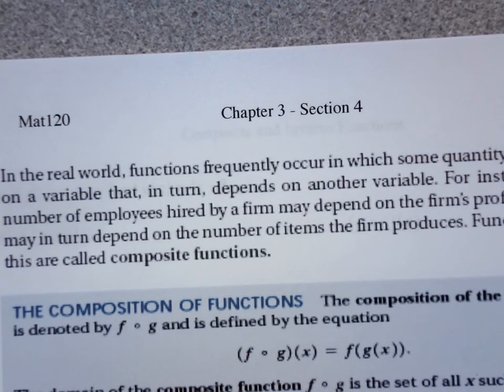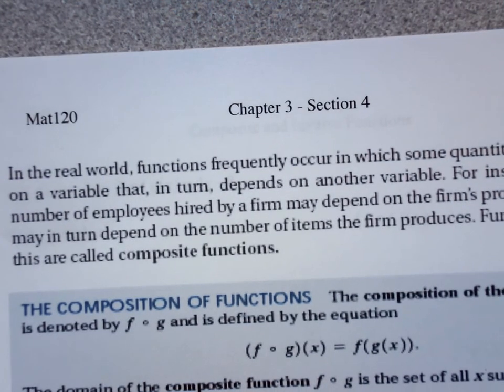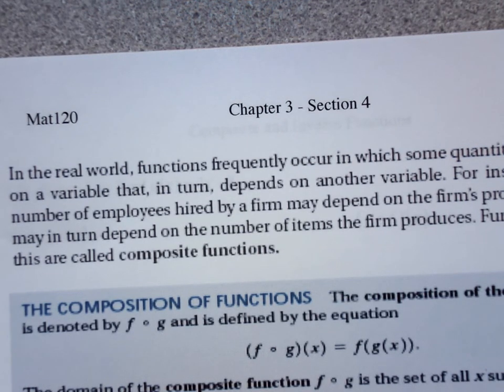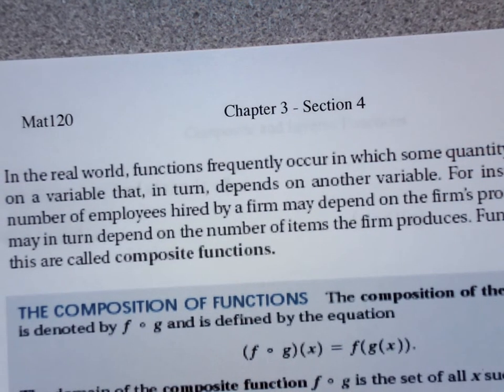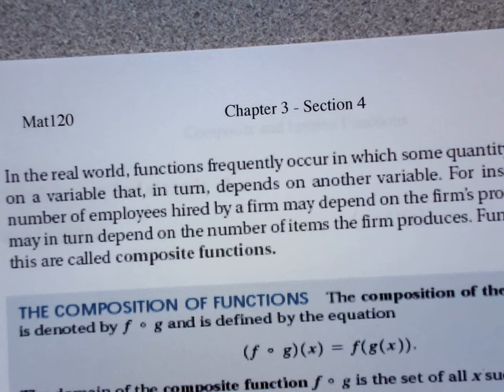This is 3.4, and it talks about something called the composite function. It says, in the real world, functions frequently occur in which some quantity depends upon a variable that in turn depends upon another variable. For instance, the number of employees hired by a firm may depend upon the firm's profits, which may in turn depend upon the number of items the firm produces. Functions like this are called composite functions. It's a function of a function. And you know what? You've seen composite functions.